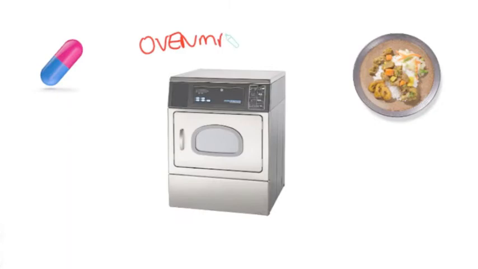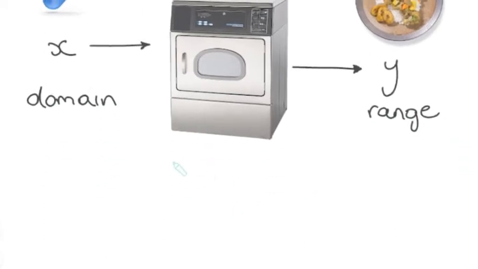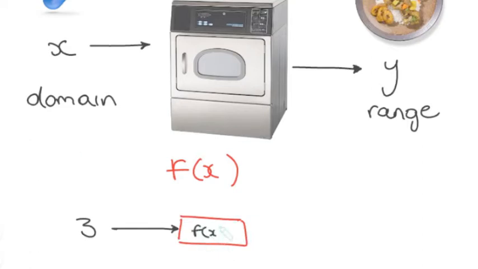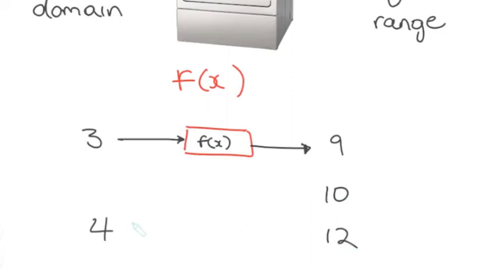A function is like this Oven Master 3000, except instead of capsules and food, we can call these x and y, where x and y represent the numbers you put into a function and get out of a function, respectively. They're also sometimes called the domain and the range. And instead of the name Oven Master 3000, the function is called f of x. Just like the Oven Master 3000, a function called f of x takes any number and transforms it into another number. And again, one input number cannot be mapped to more than one output number at a time.